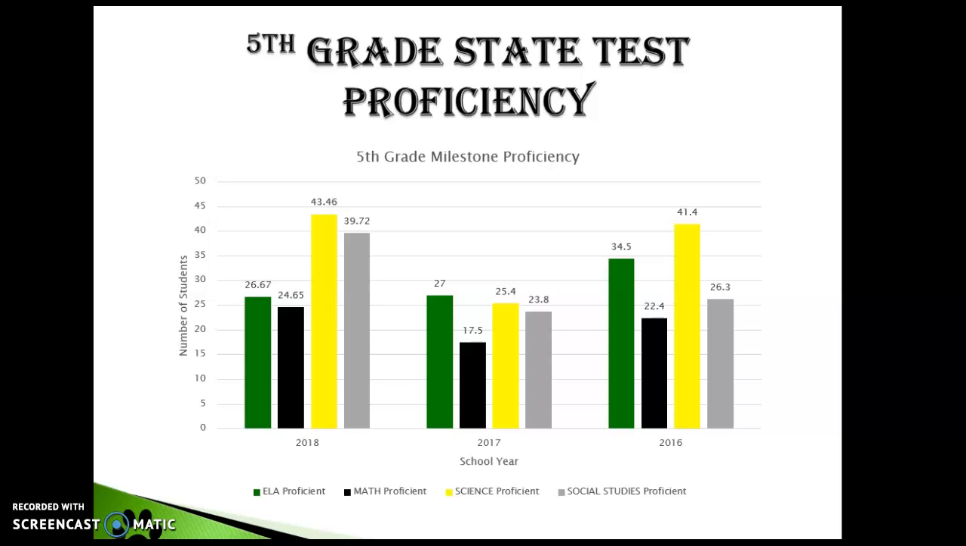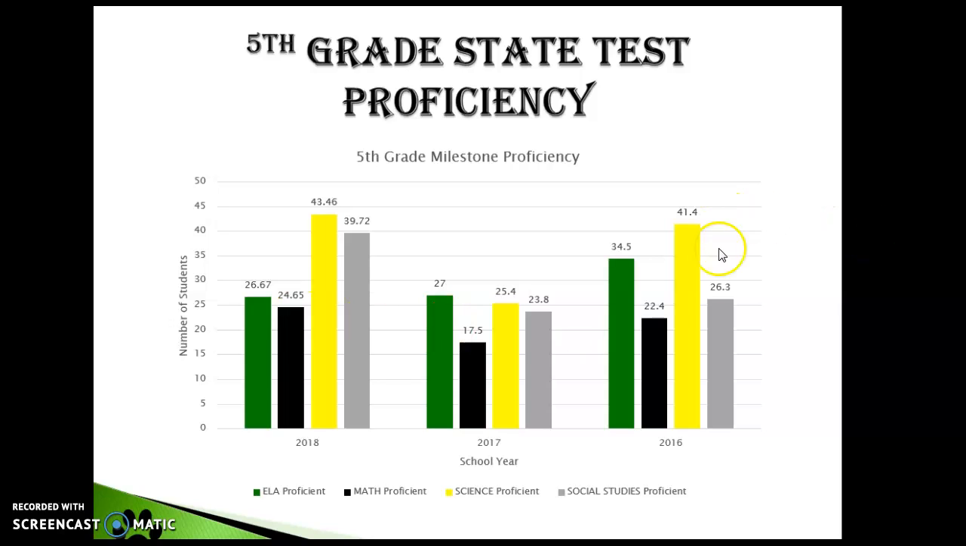So this is fifth grade state test proficiency, and this is broken down into ELA, math, science, and social studies, because those are the content areas these students are required to take. In 2016, we'll start with ELA. It's pretty high, and we've had a decline in proficiency every year since then. Then with math, we'll start with 2016. You can see that we had a decline in 2017 in math, and then it actually increased in 2018.